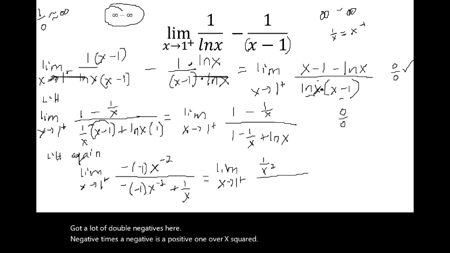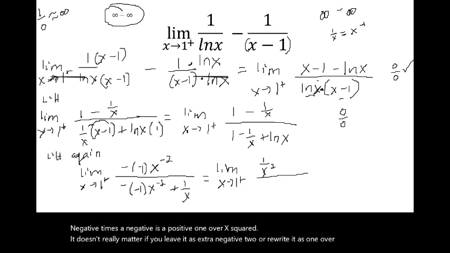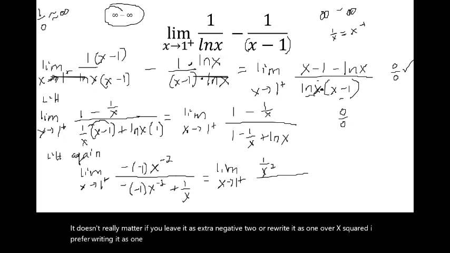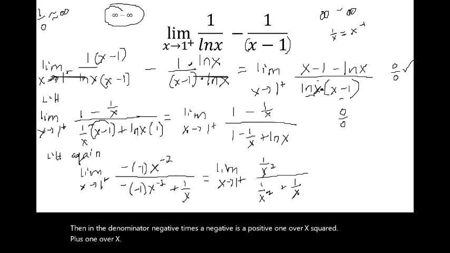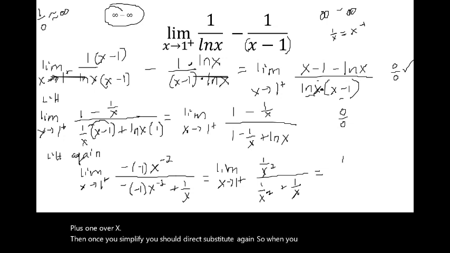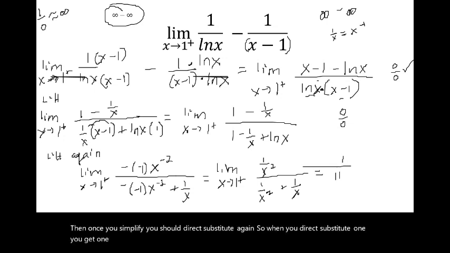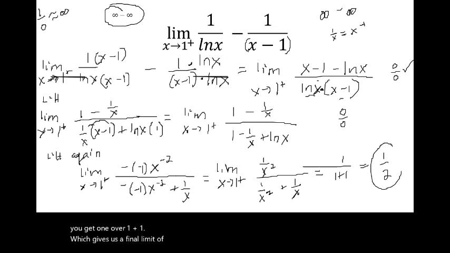It doesn't really matter if you leave it as x to the negative 2 or rewrite it as 1 over x squared. I prefer writing it as 1 over x squared, especially if we're dealing with infinities, but that is up to you. Then in the denominator, negative times a negative is a positive 1 over x squared plus 1 over x. Then once you simplify, you should direct substitute again. So when you direct substitute 1, you get 1 over 1 plus 1, which gives us a final limit of 1/2. So 1/2 is now your final answer.